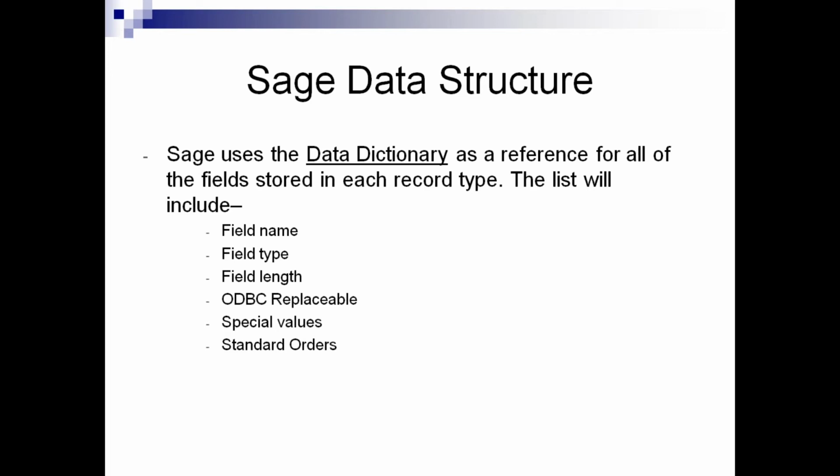And then lastly, what are the standard orders, whether this particular record has more than one index to it or not. Every record is going to have at least one order, which we're going to call the primary key. And then anything else that Sage has hard-coded into the system are called alternate keys. So you need to keep these in mind as far as the sort order that you want to use for the report that you're designing.